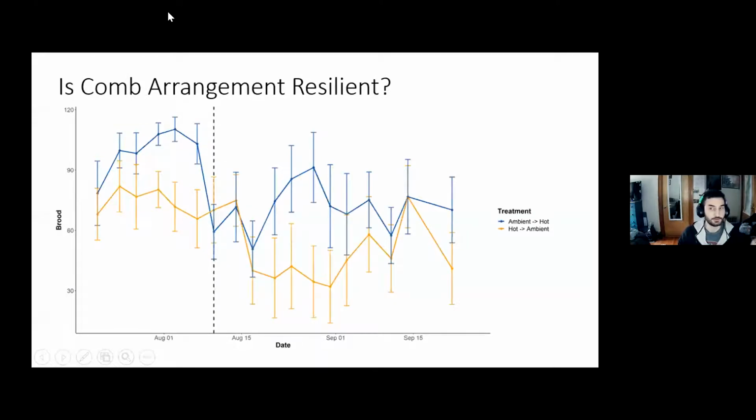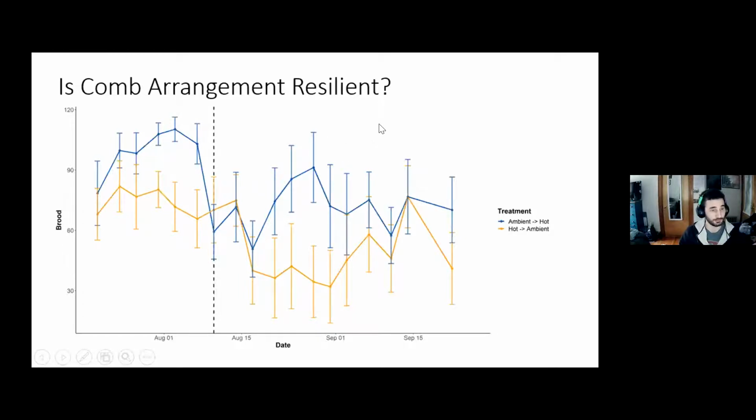So this figure here is a little different than the figure before. So here we have, again, brood over time, and we have in blue the ambient areas first, which then switch to being heated, and in yellow, heated areas, which then switch to being ambient. And the switch of the temperature occurs at this dotted black line. And so remember, we expected that if comb arrangement was resilient, we would see that heated areas would have significantly less brood at first, and then significantly more brood when it came to ambient.